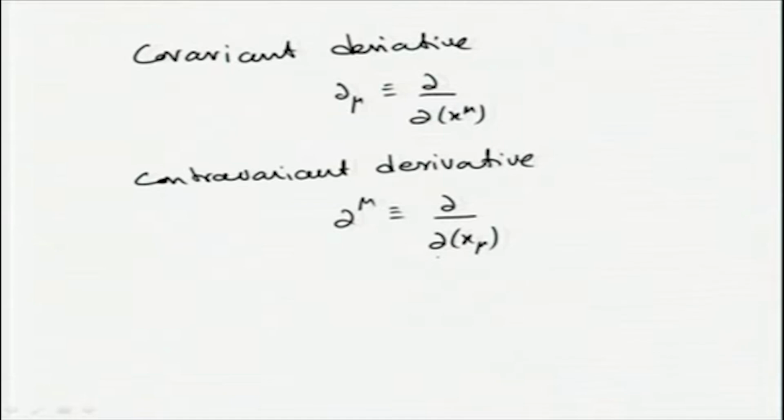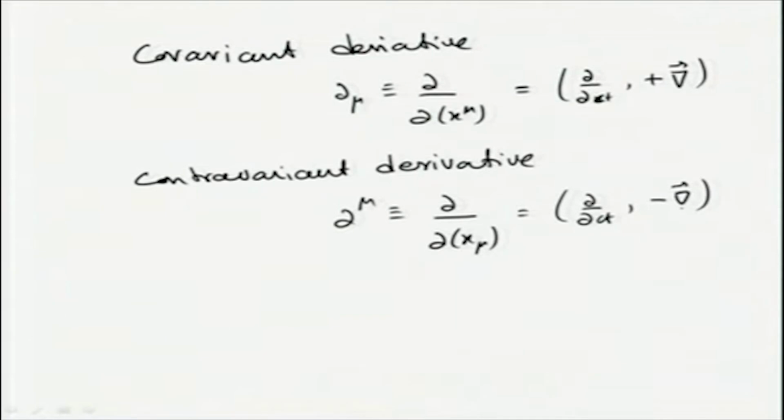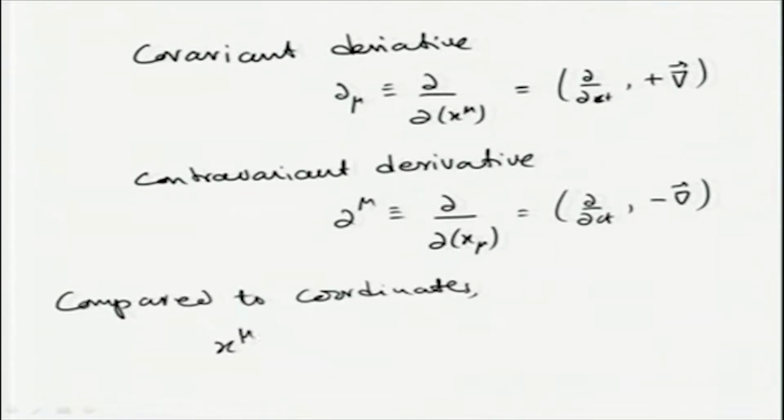This is essentially equal to ∂/∂ct and minus the gradient operator, that is, ∂/∂ct minus the gradient operator. Here one thing to notice is that compared to the coordinate x^μ equal to (ct, x), and x covariant equal to (ct, -x).